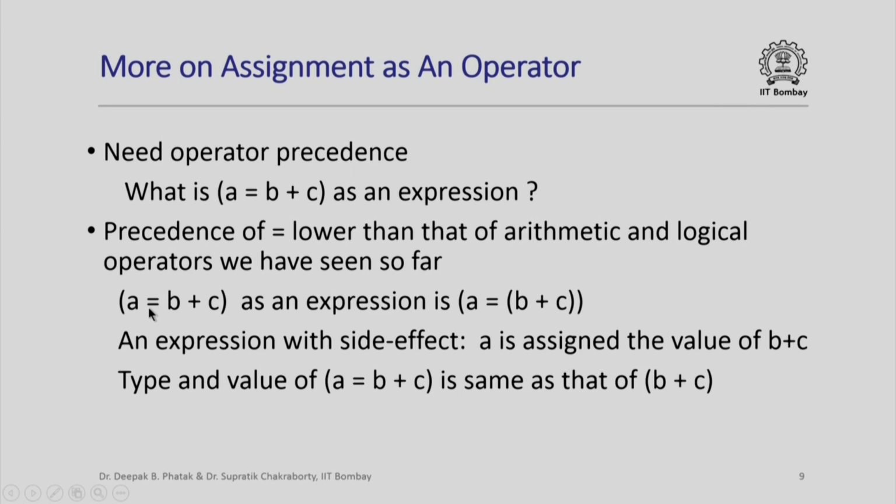So in this case, if I write this expression, plus will have higher precedence than assign. So B plus C will be evaluated first, and then the value of this expression will appear to the right hand side of this assignment operator, and then the assignment operator will be evaluated, and when this assignment operator is evaluated, we have a side effect which is A is assigned the value of the expression to the right hand side of the equal sign, which is B plus C, and the type of this entire assignment expression is the type of the expression that appears to the right hand side of the assignment operator. So therefore it is the same as the type of B plus C, and similarly the value of this assignment expression is the same as the value of B plus C.